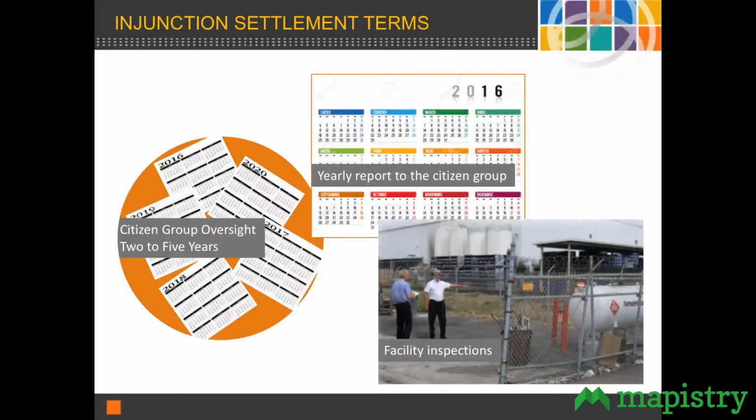You're going to file generally a yearly report to the citizen group. That's on top of whatever reporting you're doing under your general permit through the SMART system. So, 2 sets of reports. They're going to want to come look at your facility, maybe during the rainy season and the dry season. They're going to bring an expert. I would highly recommend that you have an expert there too.